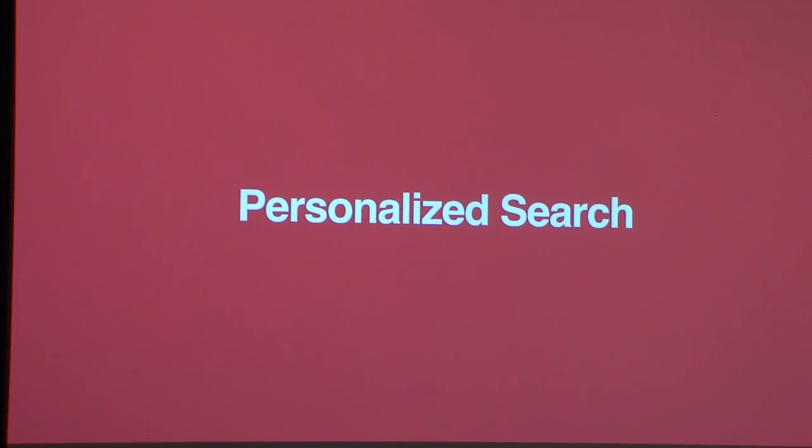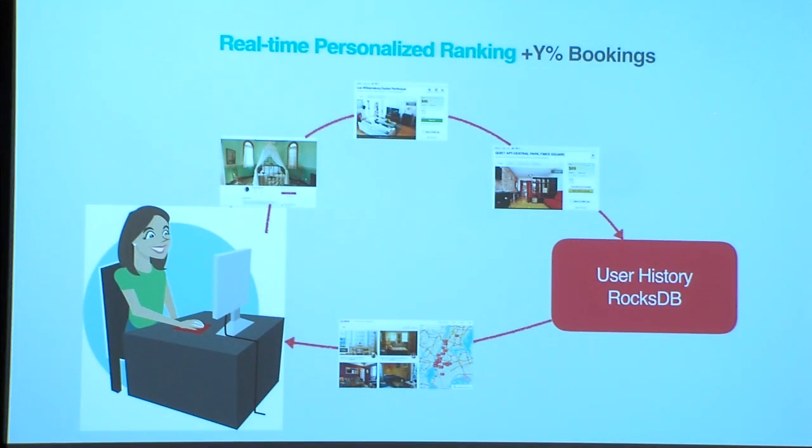Now let's talk about personalized search. What is personalized search, and how do we use RocksDB to do it? It's very simple. On the left side, the guest does a whole bunch of searches, clicks, browsing, and scrolling. We store all the user information in real time in the right-hand side, a RocksDB-powered storage system. Whatever the user has done, after a couple of seconds we will know, store it in our system, and feed it back into the search ranking system.